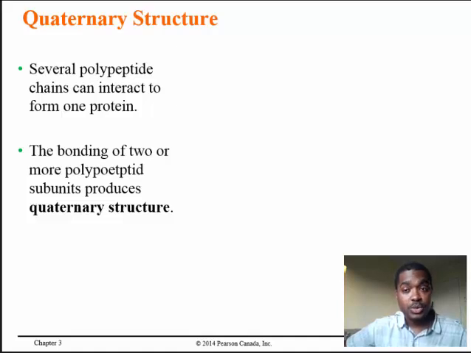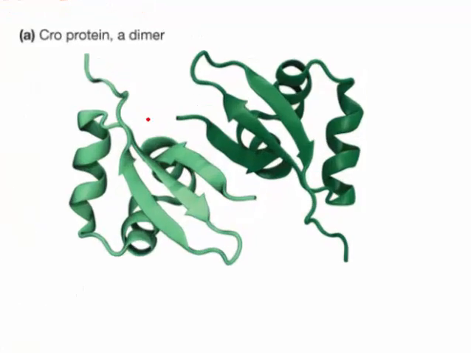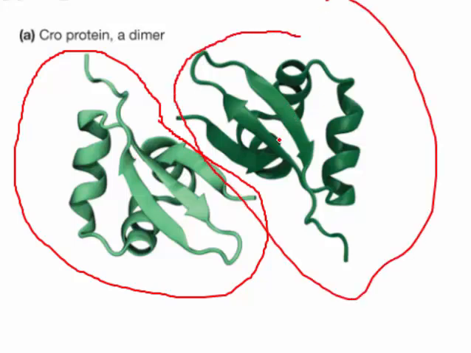Quaternary structure is when several polypeptide chains interact with each other. So what does that mean? Well, if you look here, this is a protein dimer. Do you see how they're kind of separate? Here's one polypeptide with tertiary structure, alpha helices, beta pleated sheets. Here's another one. If these two molecules interact, it makes a new protein, now with quaternary structure. So there's two separate parts interacting together to give you quaternary structure.